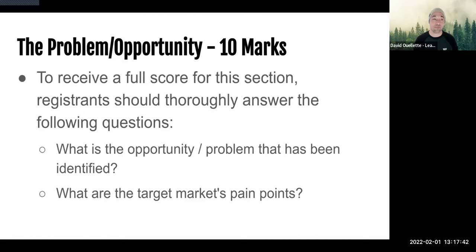So the problem and opportunity portion of the presentation is worth 10 marks. And to receive a full score in this section, you need to answer these key questions. What is the opportunity? What is the problem or the need? And has it been identified? And what are your target market's pain points? So these are the key things that you'll be judged upon. So make sure at the bare minimum, you include that at this part of the presentation.